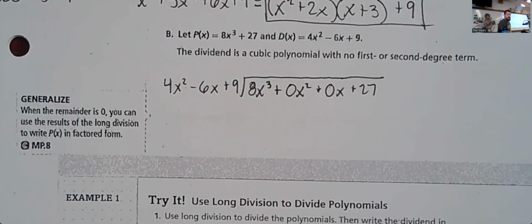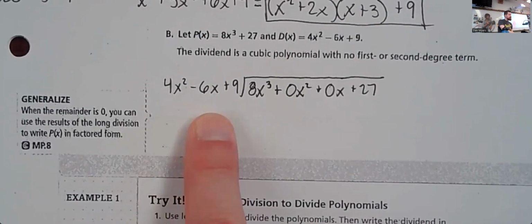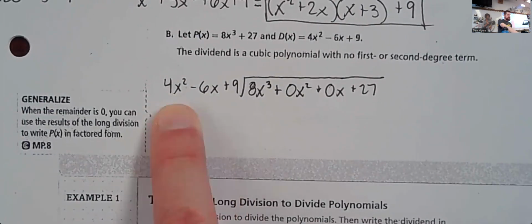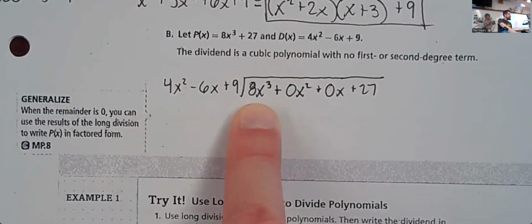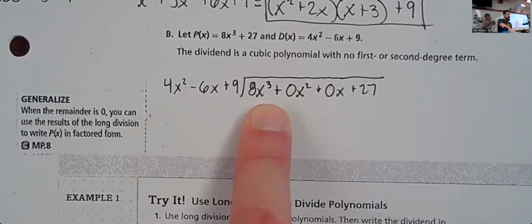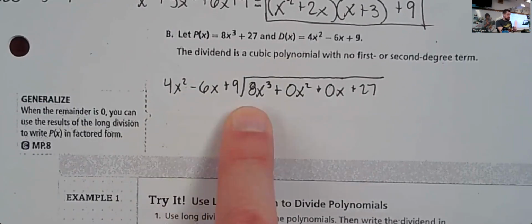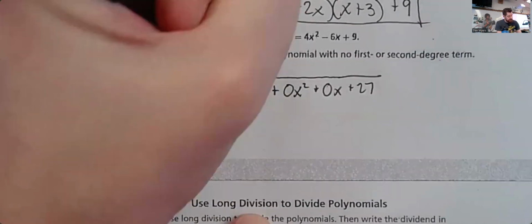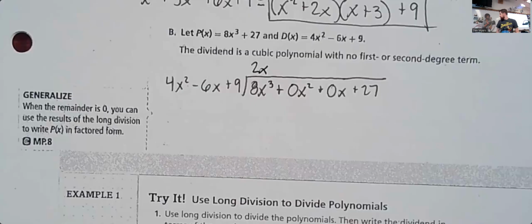All right. Now we're going to do the same thing we did last time. Even though we're dividing by a trinomial this time, the process is the same. We're still looking at the first term here, and we're trying to figure out how many times that first term goes into that first term. So what do you multiply 4x squared by to make it equal 8x cubed? 2x, yeah. 4 times 2 is 8. X squared times x is x cubed. So 2x.